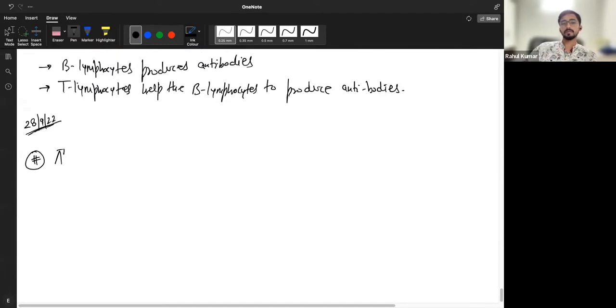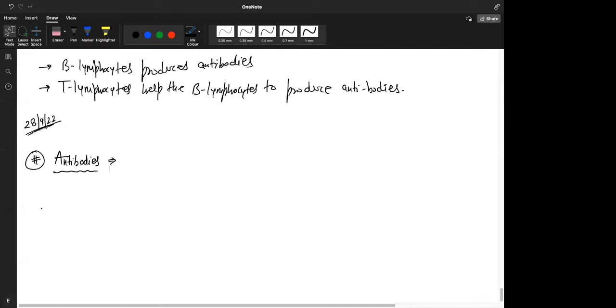So antibodies. Anyone has any idea what antibodies are? No one has any idea? You must have heard the word antibodies, antibiotics. Any idea what it is? Where have you heard it in your real life, apart from the textbooks? Never heard of antibodies? I'm sure you must have.